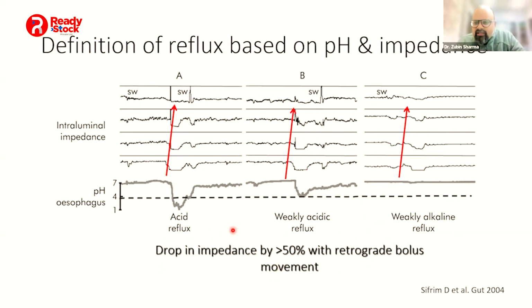So how do you now say acid or non-acid reflux? You have already put in a catheter which has a pH sensor also. If the esophagus pH is showing the dip of the line below pH 4, as well as a retrograde flow, that tells you this is an acidic reflux. Whereas if the pH line is just touching pH 4 with retrograde flow, it is a weakly acidic reflux. And if pH is above 4 with retrograde flow, that's an alkaline reflux. So this is how you will identify them on the recordings.